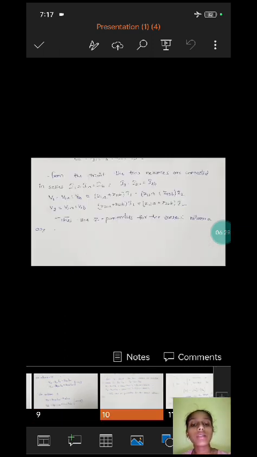And next one, from these circuits, the two networks are connected in series. So in series, the current is the same. So I1 is equal to I1A is equal to I1B, and also I2 is equal to I2A is equal to I2B, and V1 is equal to V1A plus V1B in the series connection.